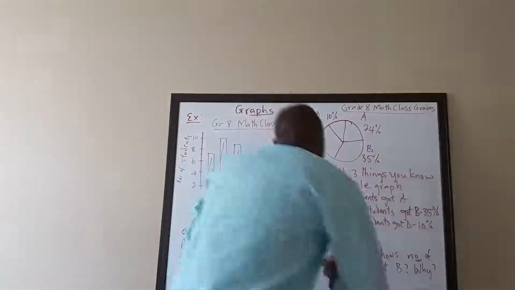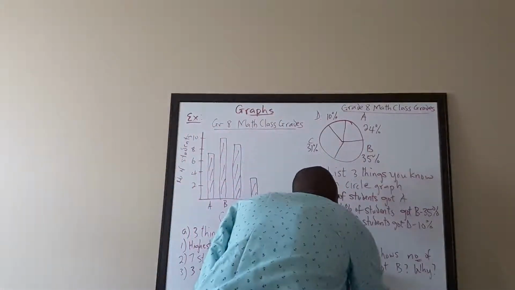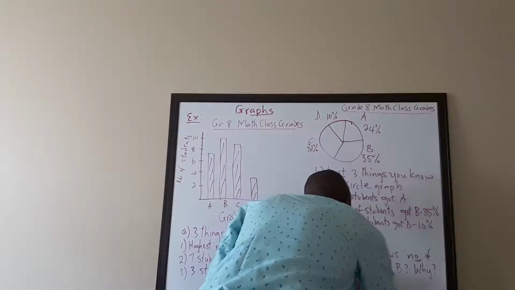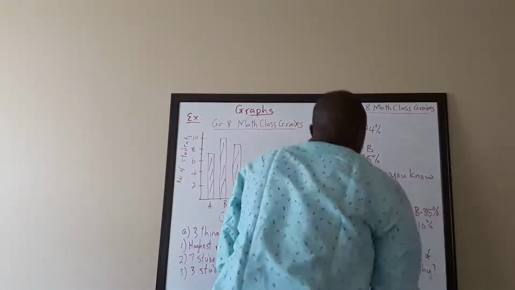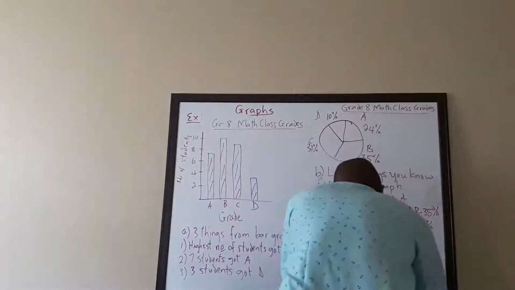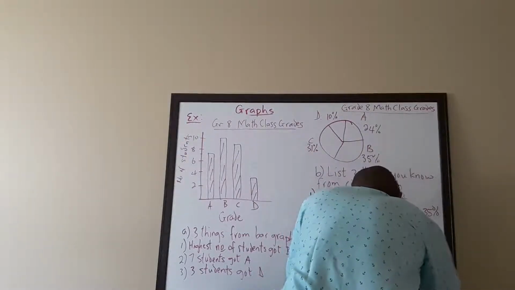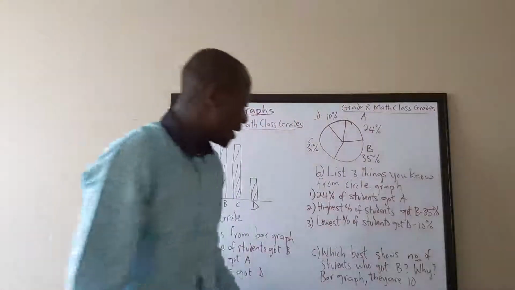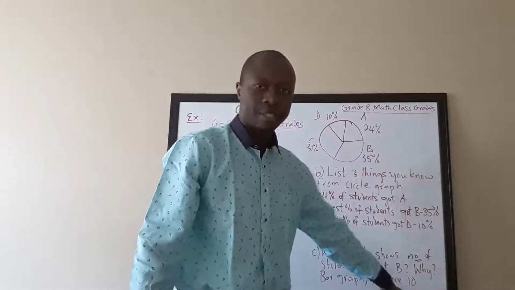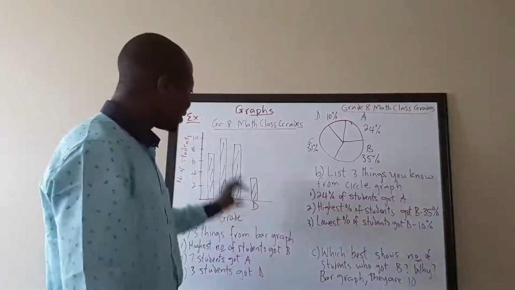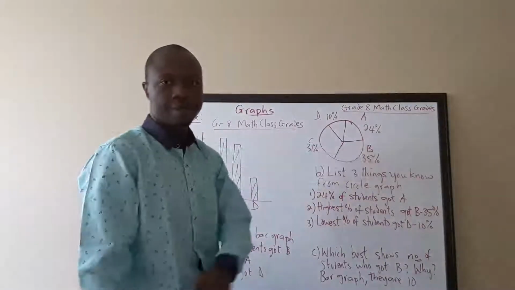So I'm going to say the bar graph, and I can see that there are 10 students from the bar graph. I can't see that there are 10 students from the circle graph.